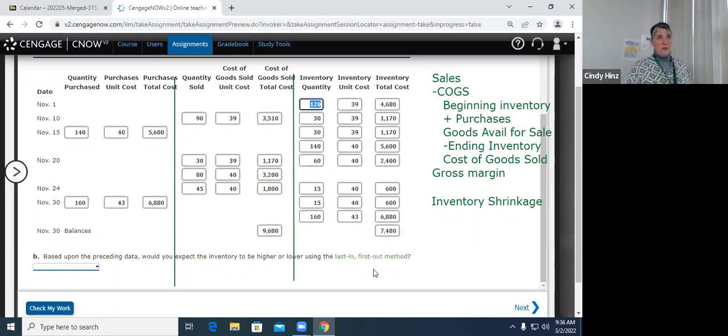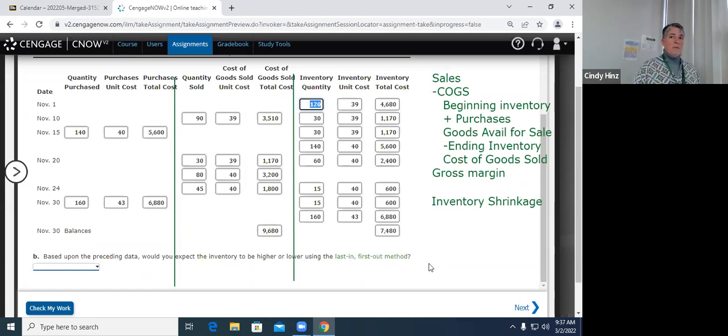Under the three methods, and I said two because this question in part B specifically references last in, first out, the opposite of first in, first out. So if our goods available for sale are the same, but our ending inventories are different, then the cost of goods sold would also be different because math, right? Goods available for sale minus ending inventory equals cost of goods sold. If the goods available for sale is the same under the two methods, then the ending inventory is different. Cost of goods sold would also be different. The question we're asked here is, well, would it be higher or lower?